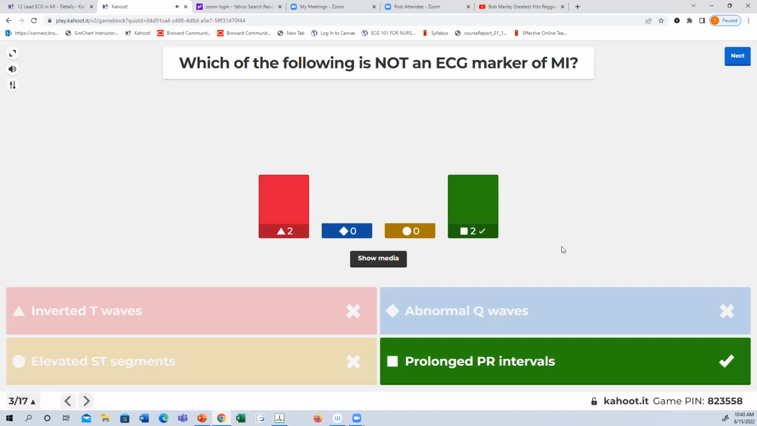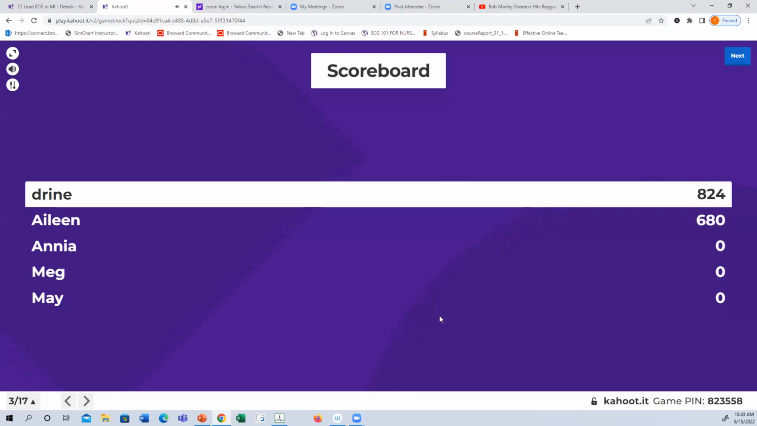Okay, so the PR interval is not going to be of use for the diagnosis of myocardial infarction. Inverted T waves are manifestations of non-STEMI. Elevated ST segments obviously are manifestations of STEMI. And abnormal Q waves are going to be manifestations of old MI. So the only one that's not going to be is the PR interval. The ones in the lead are Drain, Eileen, Ania, Meg, and May. Congratulations.